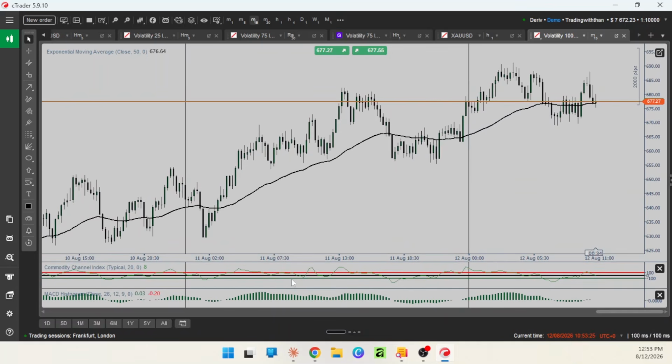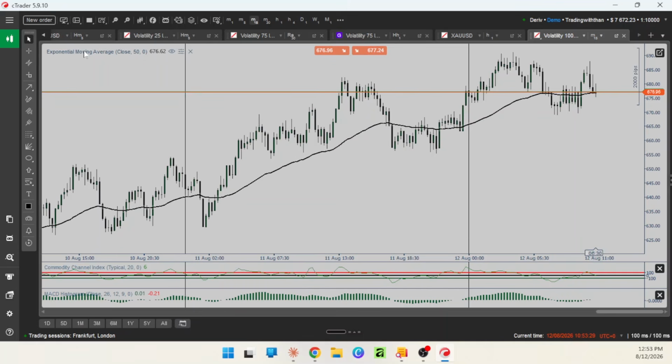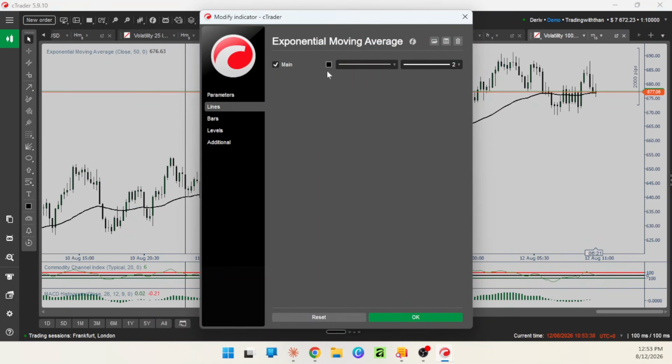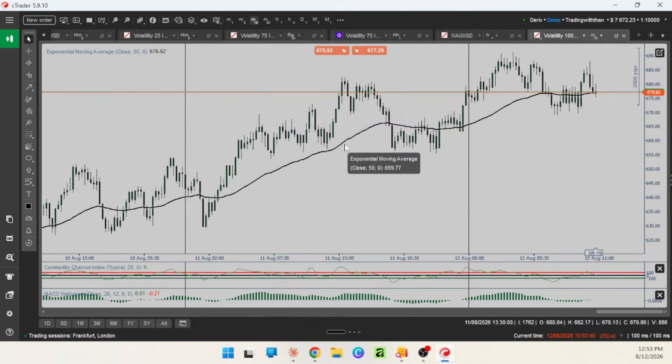So this chart might be a little bit messy, but it's very easy. You understand it, right? So basically you want to go to your chart, and then you want to go and add your exponential moving average. Just change your period to 50 right here, and my line I will change to black, and then you see that this is the moving average that I have right here.